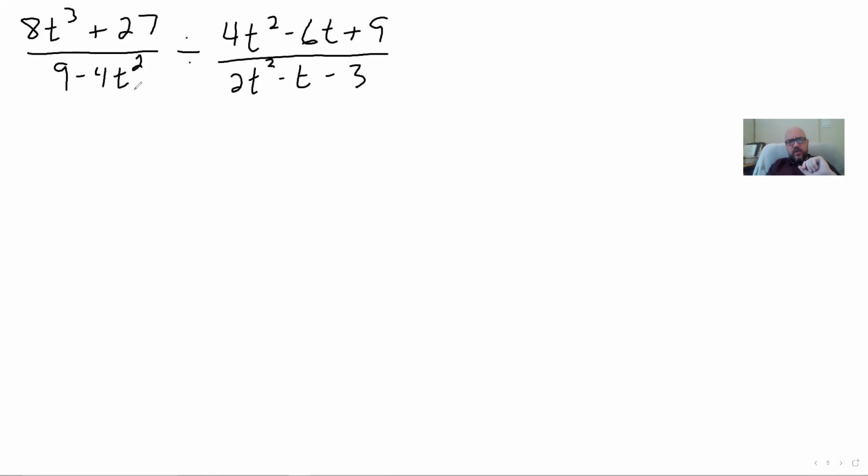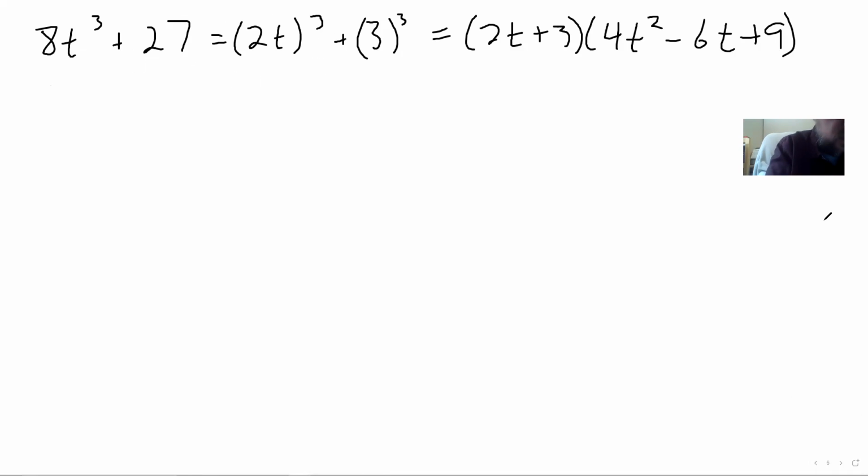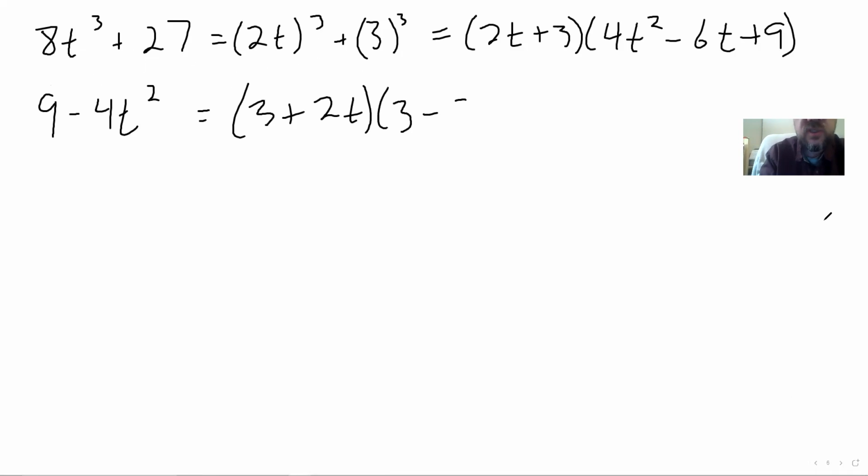Then we got 9 minus 4t squared and 2t squared minus t minus 3. All right, so 9 minus 4t squared, that looks like a difference of squares to me. Now this is written in the opposite order of the way we would usually end up writing this, right? We usually do the variables first and then the numbers. That's not to say this is wrong. This is right because the negative thing is the 4t squared. But you can't switch the order when you're factoring this. So this is going to be 3 plus 2t times 3 minus 2t.